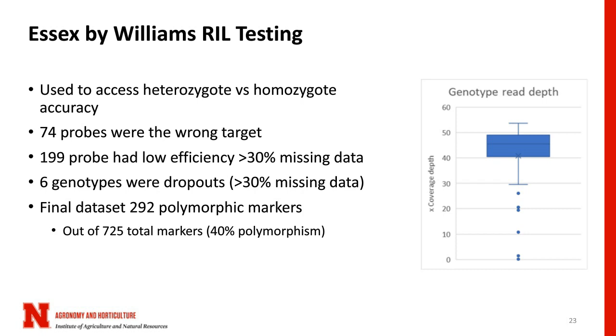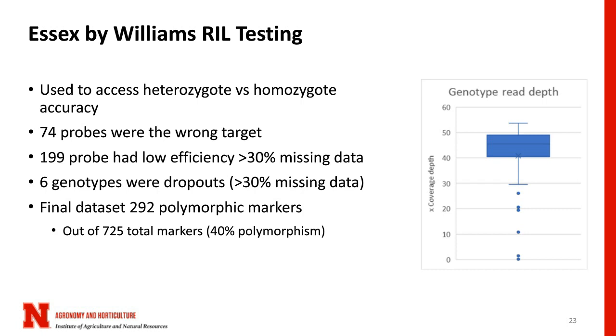Just like with the PIs, 200 of them had low efficiency, so greater than 30% missing data. So we're either going to replace those with SNPs that are in high LD with it, or increase the concentration of the probe to see if we can't bring that missing data rate lower. 6 genotypes were dropouts, so just bad DNA extraction. So the final data set, we had 725 total markers, and 292 of those were polymorphic in this particular population. So about 40% polymorphism.